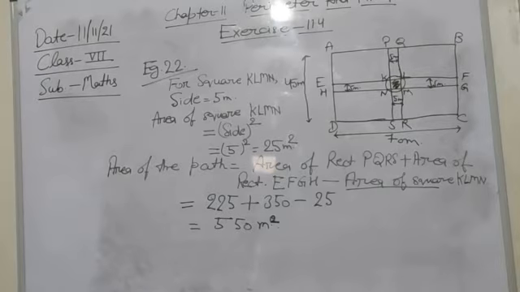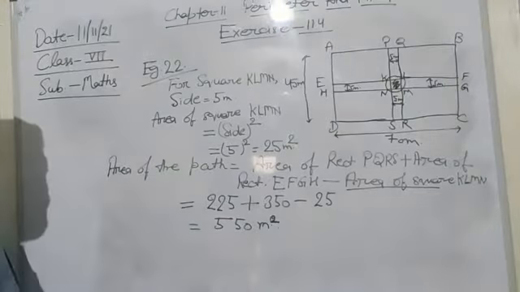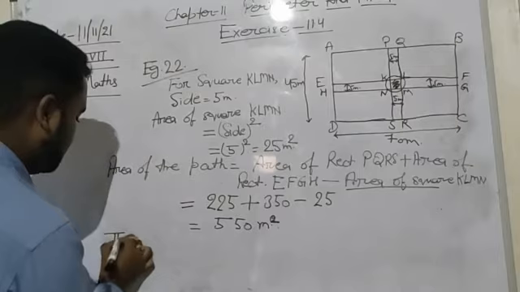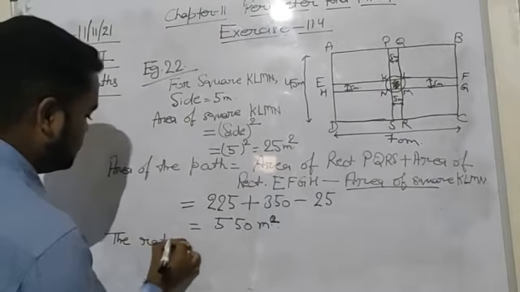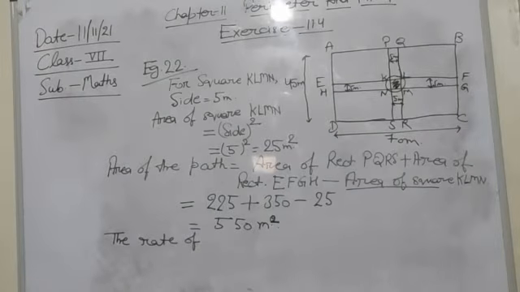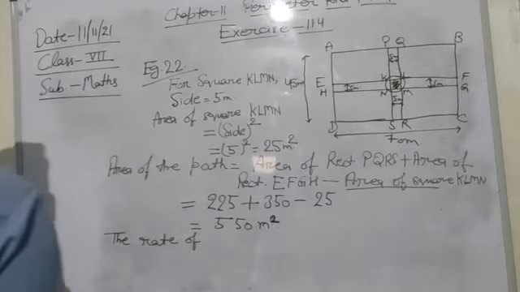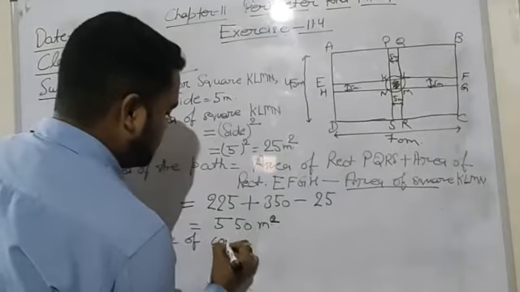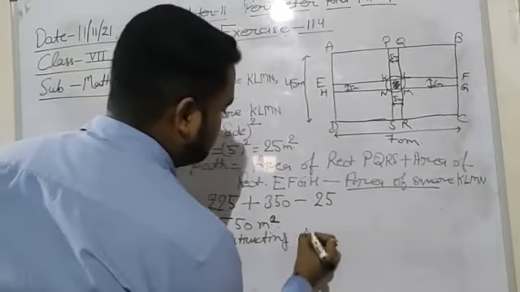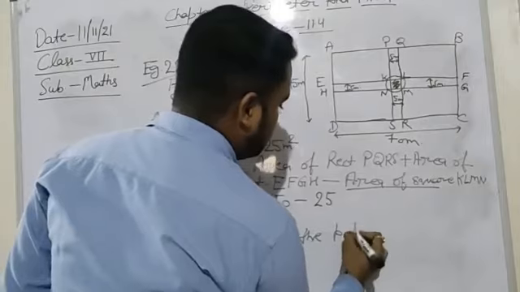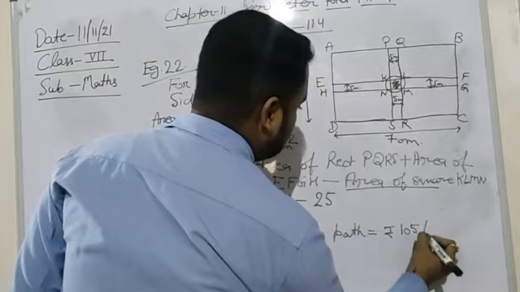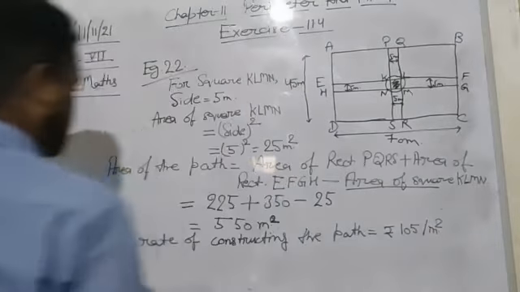And we have to find the cost of constructing this path. The rate is given. The rate of constructing the path is ₹105 per meter square.